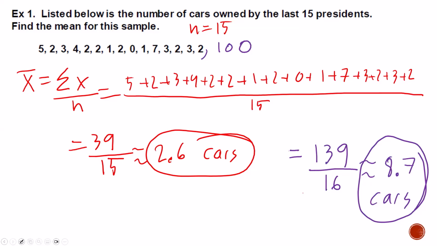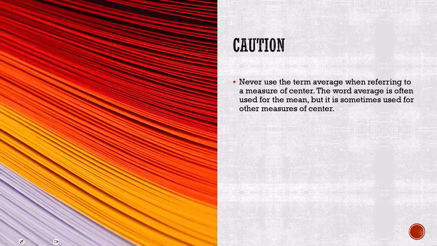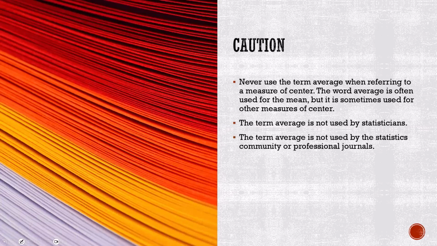Just some caution on terminology. We should not use the word average, and I might accidentally do this a couple times because I am not a statistician by training. I'm a mathematician, but I know enough statistics to teach this class. You should not use the word average because it can be ambiguous mathematically. The word average is typically not used by statisticians or in any professional journals, right?